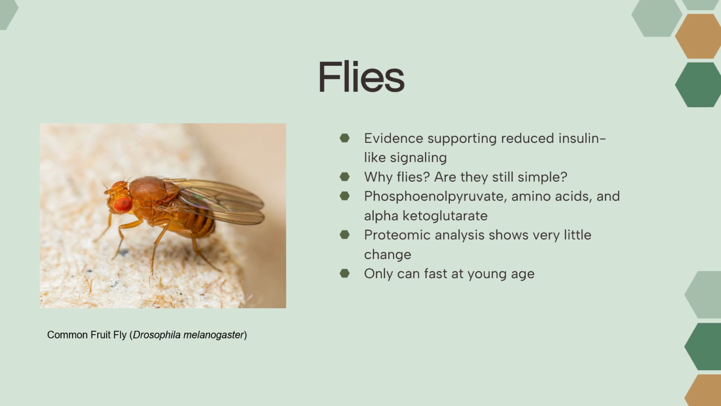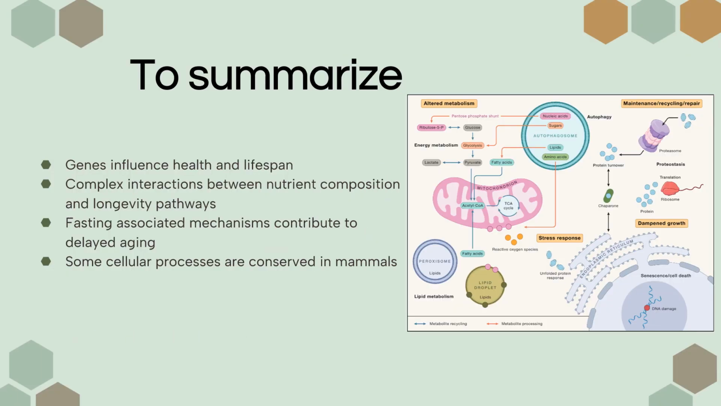Studies in short-lived species highlight the role of genes in regulating health and longevity, with diet influencing key aging pathways. Mechanisms associated with fasting, such as stress resistance and reliance on lipid fuel, are shared features of delayed aging. Cellular processes like mitochondrial metabolism likely play a causal role in longevity and are induced by dietary manipulation.